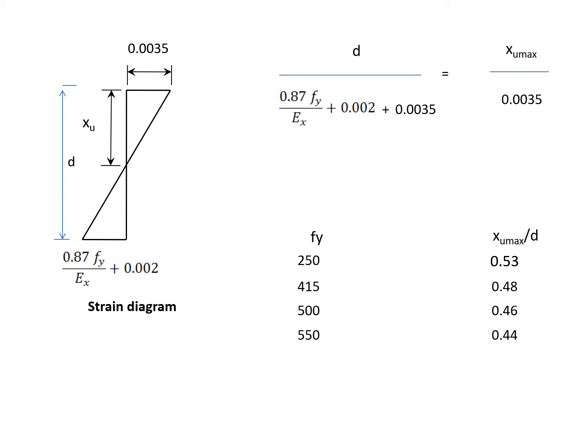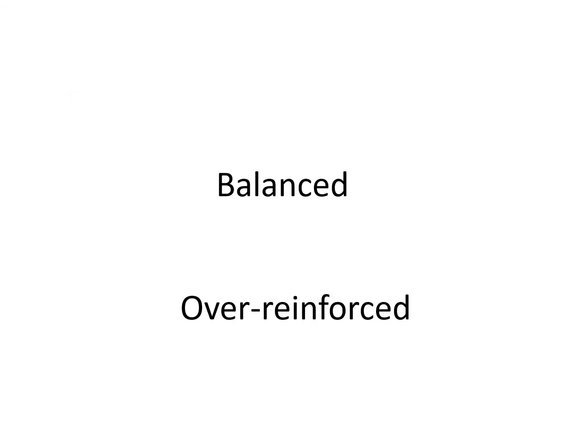Now you have Xu,max by d. Among the steels we'll be dealing with, there are 4 types of steel, but we'll be dealing only with 250 and 415. So now you have a way of finding Xu,max. For Fe250 it is 0.53d, and for Fe415 it is 0.48d. Remember, the ultimate load, maximum Xu or maximum depth of neutral axis, was 0.5 in the earlier case. So it is 0.53 and 0.48 in this case.